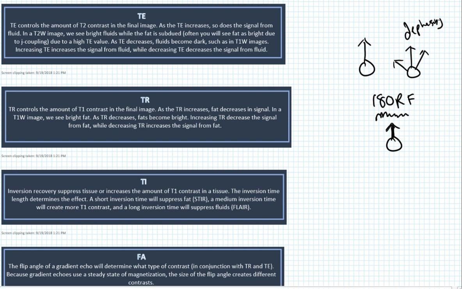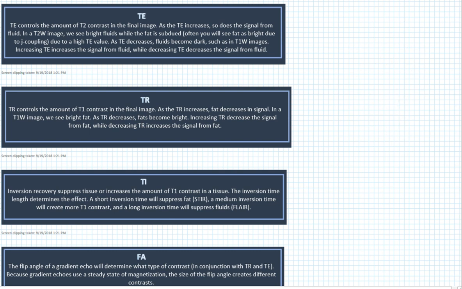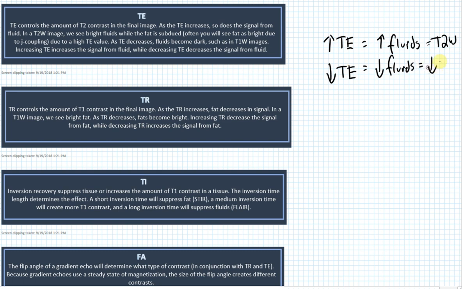Now this dephasing affects fat and water. The more dephasing that you allow to occur, the brighter that fluids are going to be. And the less dephasing that you allow to occur, the darker fluids will be. So when it comes to TE, as TE increases, we also increase the signal from fluids, which we call T2 weighting. As the TE decreases, we decrease the signal from fluids, so we decrease the T2 weighting.